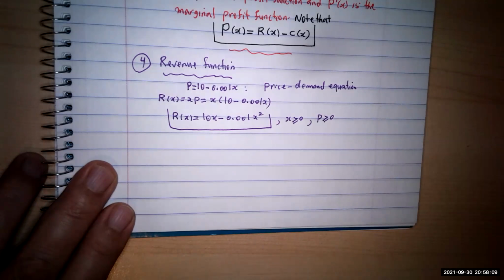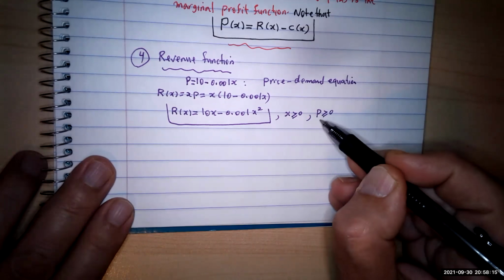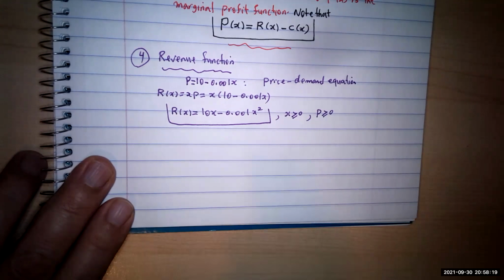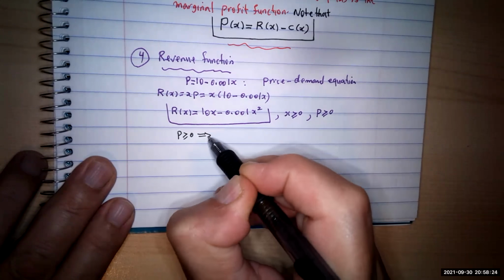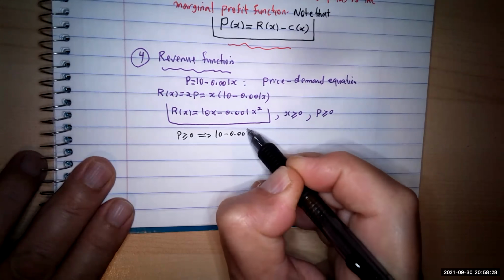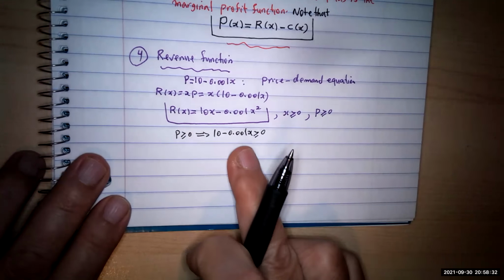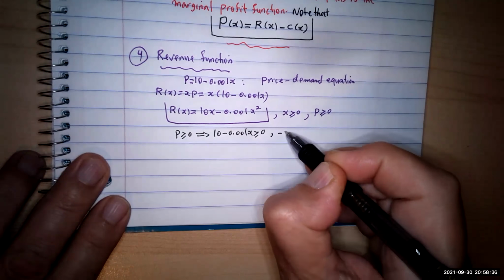You have a little bit of algebra to apply to get the domain of this function. You see, you have to substitute for the P to find out what the restriction is going to be. Okay, so your extra job is P is bigger than or equal to 0. P is 10 minus 0.001x greater than or equal to 0. You have to solve this one for X.